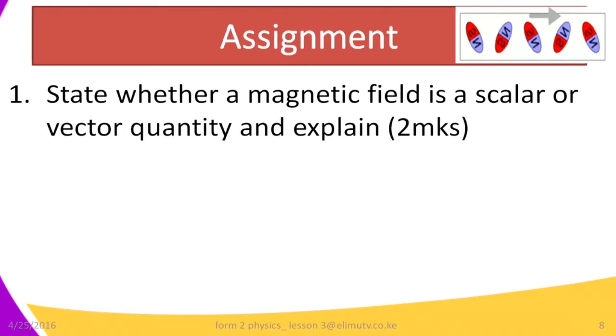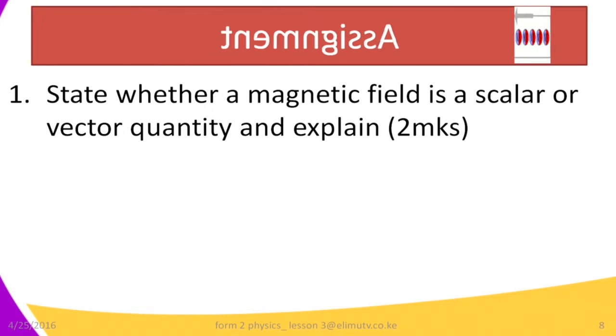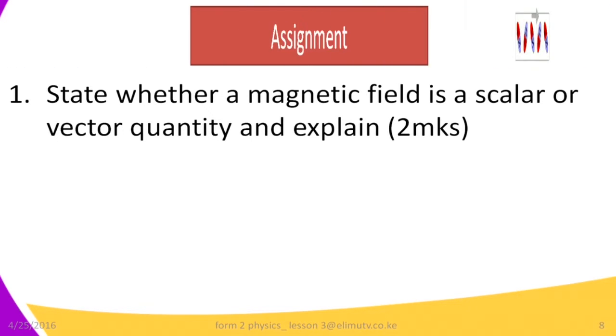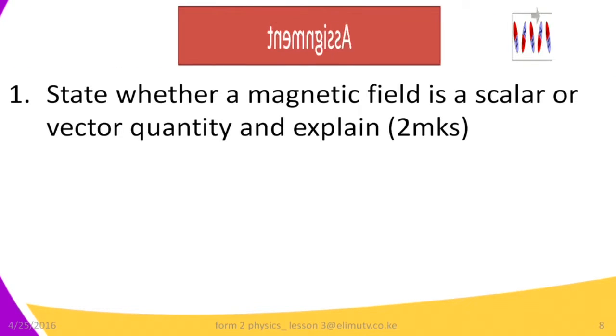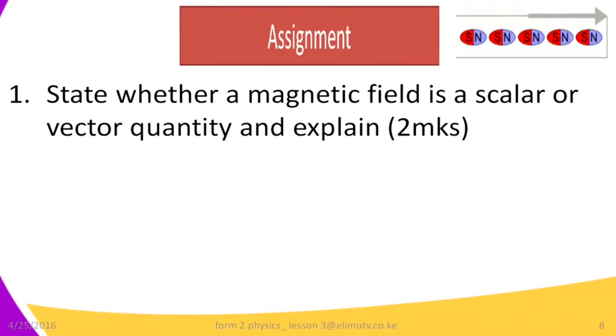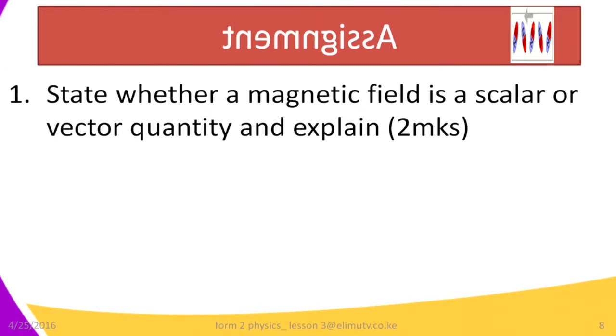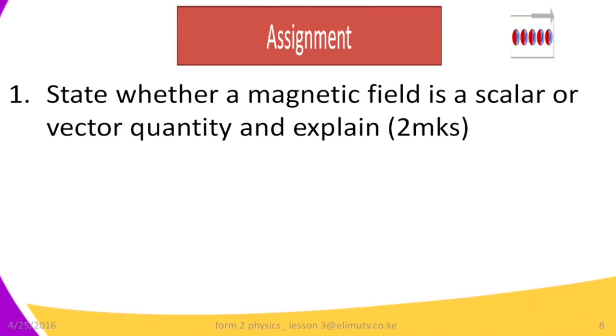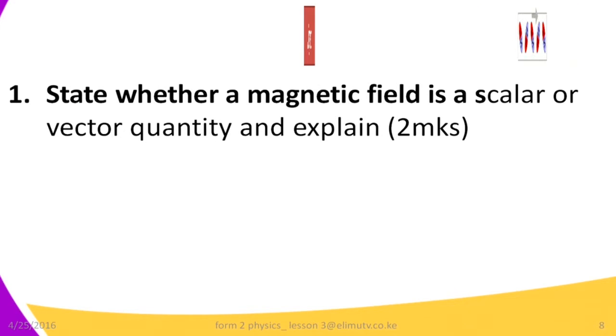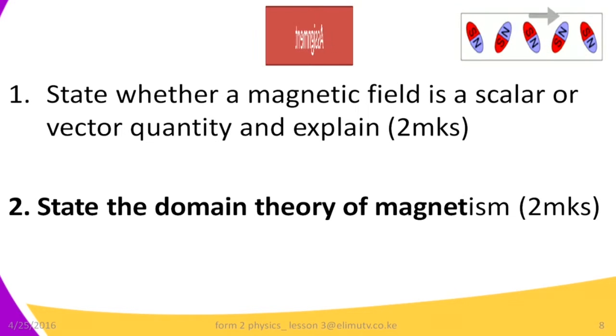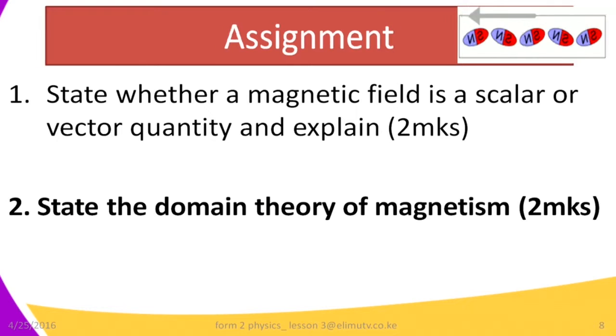State whether a magnetic field is a scalar or a vector quantity and explain. And I think you have really explained that when you're indicating the magnetic dipoles, we use arrows. Is it a vector or a scalar quantity? Then give an explanation. Of course, you understand what a scalar quantity is and a vector quantity is. So base that on the discussion we just had. This one will score 2 marks.